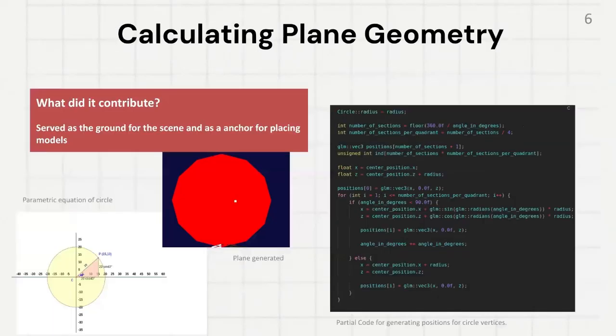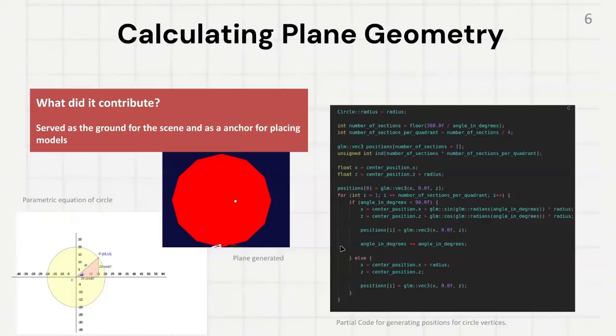So next up, we're going to talk about calculating the geometry of the plane that acted as the ground. So we utilize drawing a circle rather than importing it for two reasons. One, so that we can change the size and dimensions easily. Two, it serves as an anchor for placing models in the scene. So instead of translating models to specific positions, we instead use the vertices on the circle as anchor points. So I could just say add a model and move it to vertex position 0 on the circle.